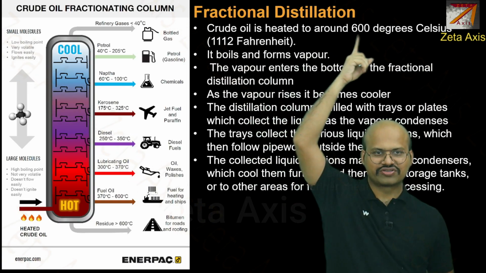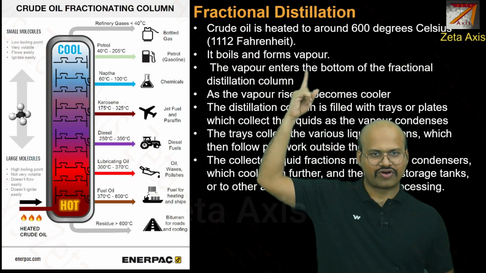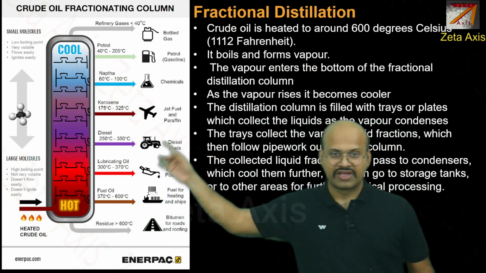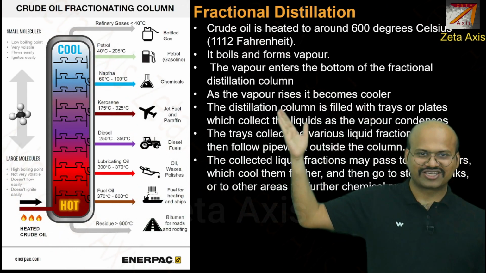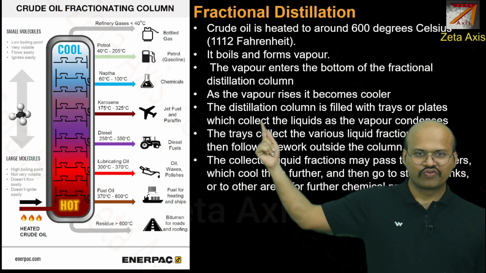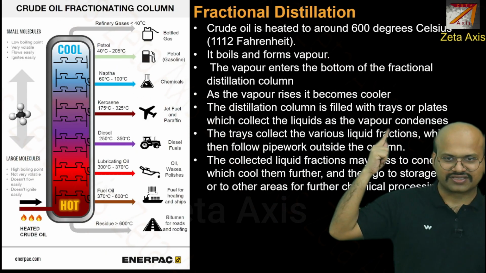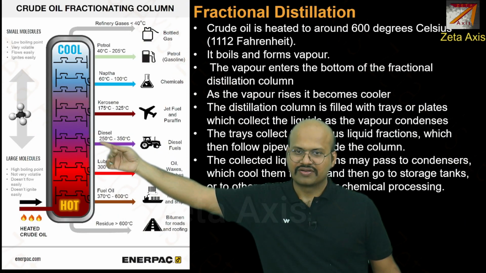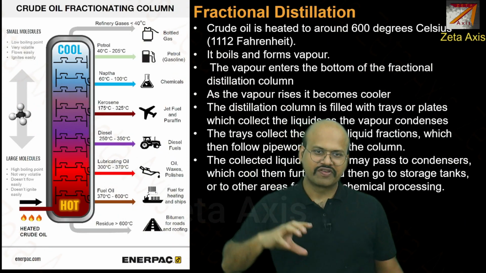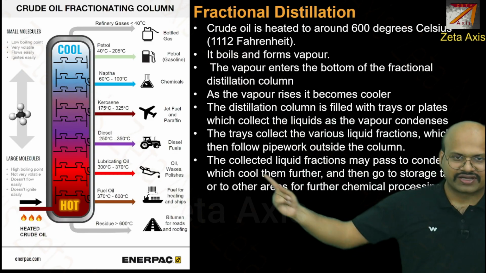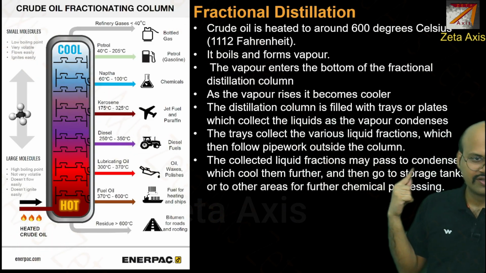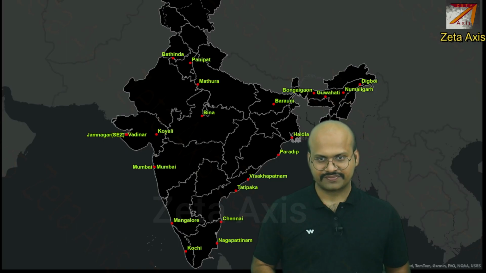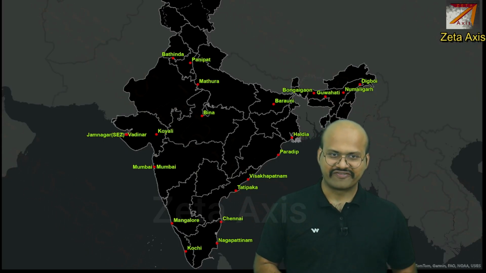Crude oil is heated to 600 degrees Celsius. It boils and forms vapor, which enters the bottom of the fractional distillation column. As the vapor rises, it becomes cooler. The distillation column is filled with trays or plates, which collect the liquids as vapor condenses. So as this rises up, the elements which pass their boiling point will start to liquefy, and that is filtered out. The collected liquid fractions may pass to condensers, which cool them further, and they are stored in tanks.